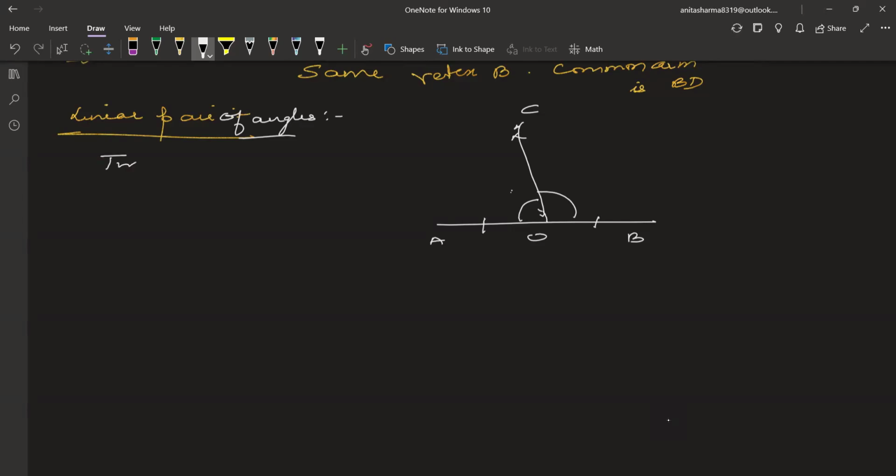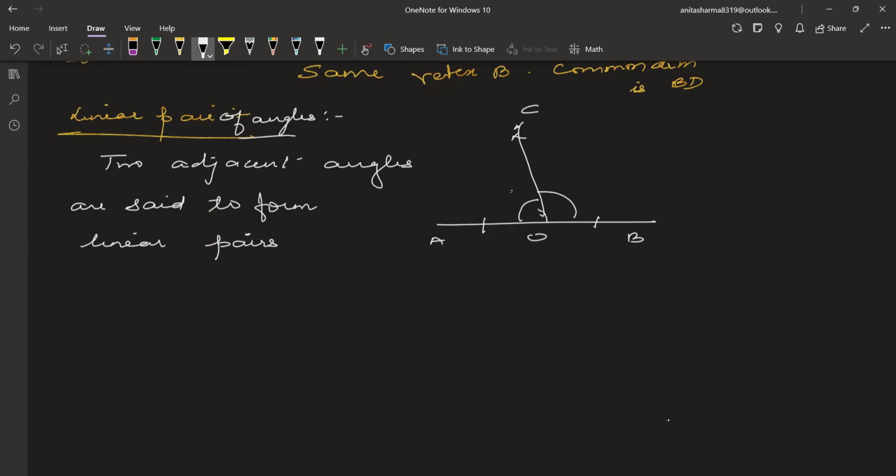Yes, but I'm writing. Two adjacent angles are said to form linear pairs if their non-common arms are two opposite rays.